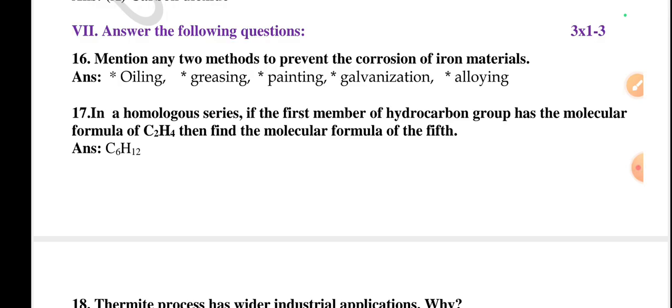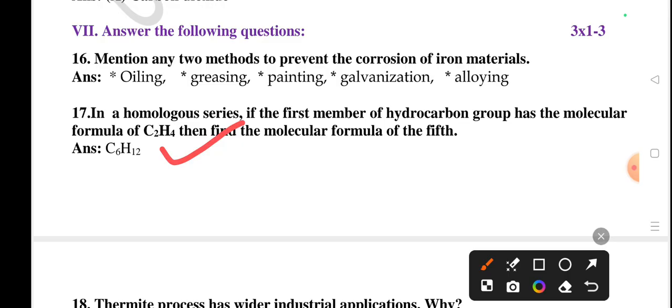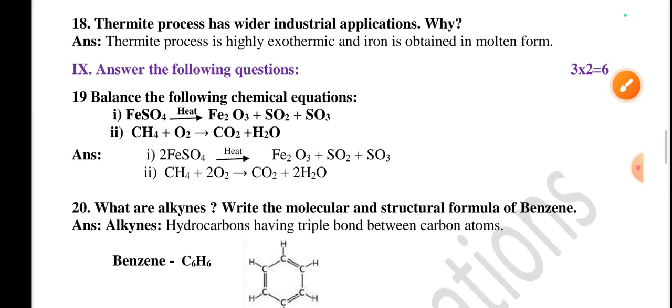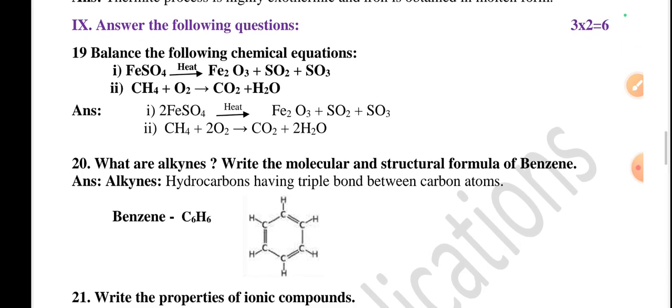Next, the 17th question. In a homologous series, if the first member of a hydrocarbon group has the molecular formula C2H4, then find the formula for the fifth, they asked. Then it's hexene, C6H12. Then question number 18: thermite process has wider industrial applications. Why? Thermite process is highly exothermic and iron is obtained in a molten form.